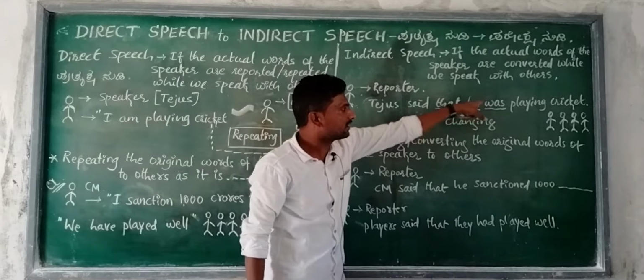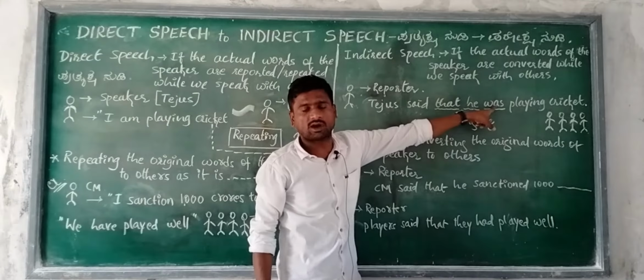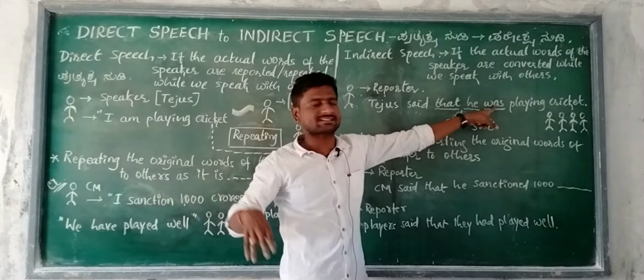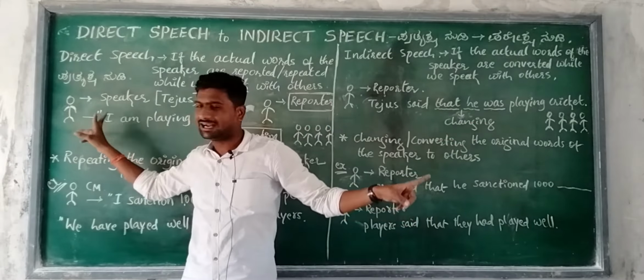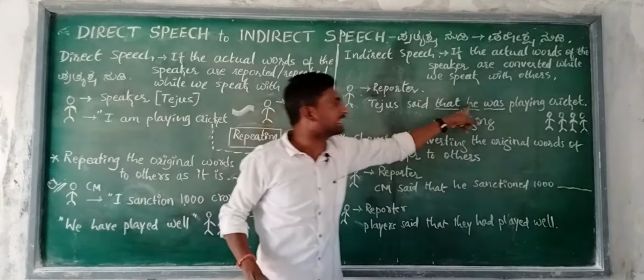That he was. It was means changing of the tense, and changing of the pronoun. Here is I, and this is shifted as he.